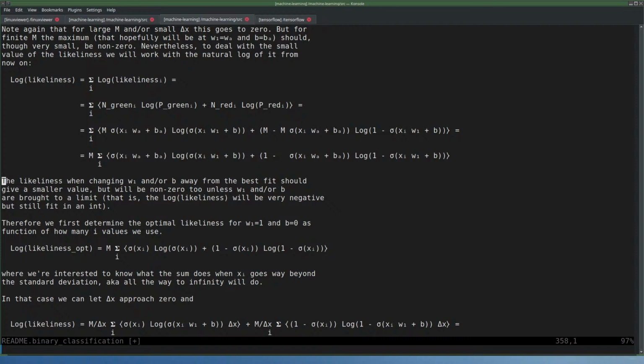The likeliness when changing W1 and/or B away from the best fit should give a smaller value, but will be non-zero too unless W1 and/or B are brought to a limit. That is, the log of the likeliness will be very negative but still finite, so it doesn't go to 0. Therefore, we first determine the optimal likeliness for W1. There we go again.